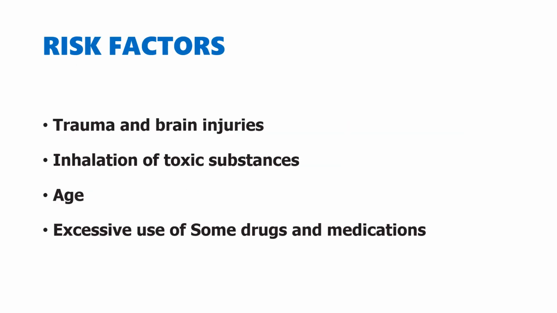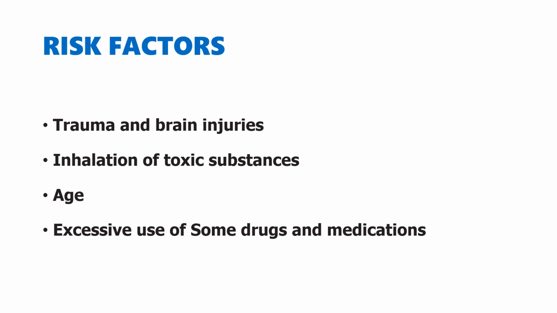Then the risk factors include trauma and brain injuries. Of course, if you use your common sense, you can understand how trauma and brain injuries are related to Parkinsonism. If you have any trauma or brain injury, there are chances of nerve damage, there are chances of nerve death. Nerve death may lead to Parkinsonism. Then inhalation of toxic substances. Studies are saying that excessive inhalation of any kind of toxic substances can affect the growth and development of nerves, and nerves are damaged, and automatically that may lead to this condition.